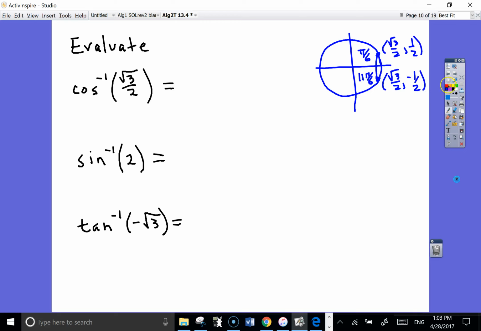But by what we just learned, when you take the cosine inverse, you're only going to take answers that are in these two quadrants. So the only answer there is pi over 6. Remember, cosine inverse has to be in quadrants 1 and 2. How about the sine inverse of 2?